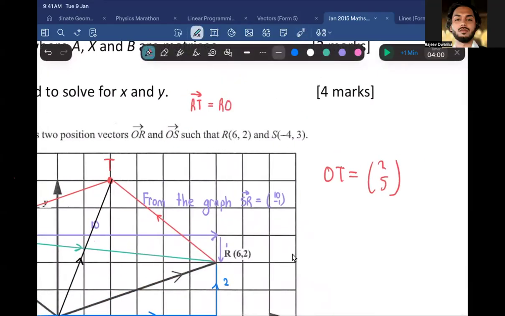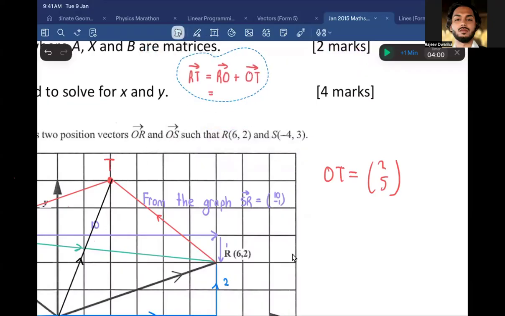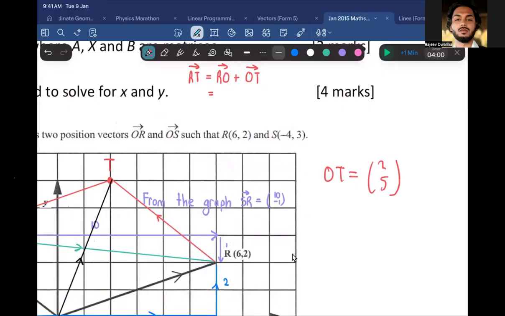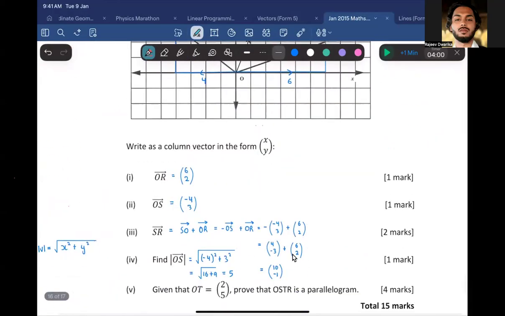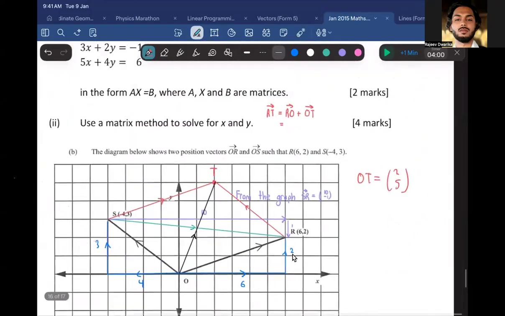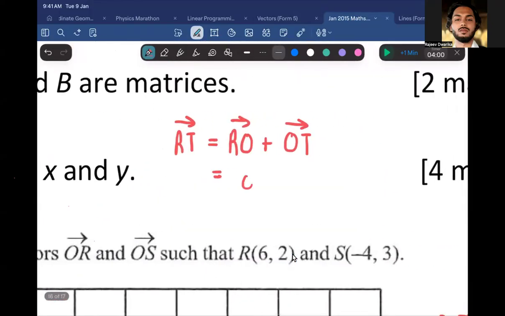R to O and O to T. But Joshua, RO will be the same thing as what? If you notice, we don't have RO. We actually have OR. So tell me, Joshua, RO would just be OR? Positive OR or negative OR? No, negative.